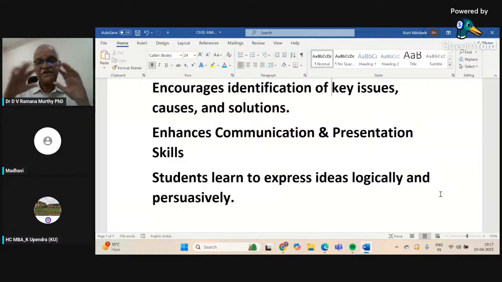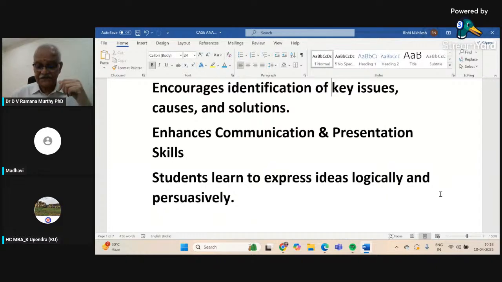So don't think in terms of examination standpoint and all. Go beyond that. Then students learn to express ideas logically and persuasively. Very, very important. Which point comes first, which comes second? How can you persuade the management that this is the problem and this is the solution that we need to take?